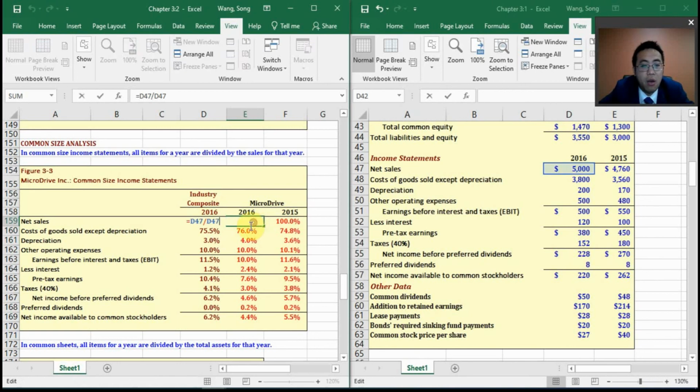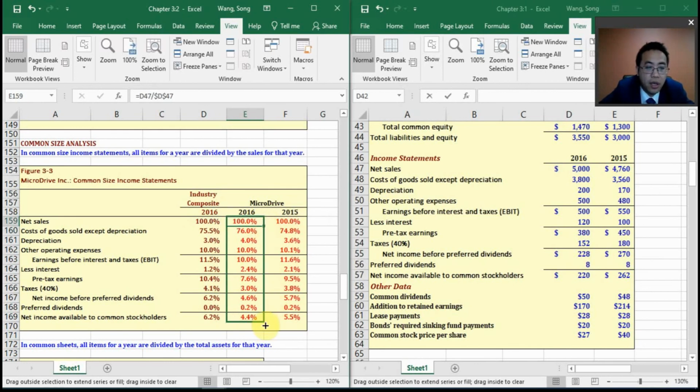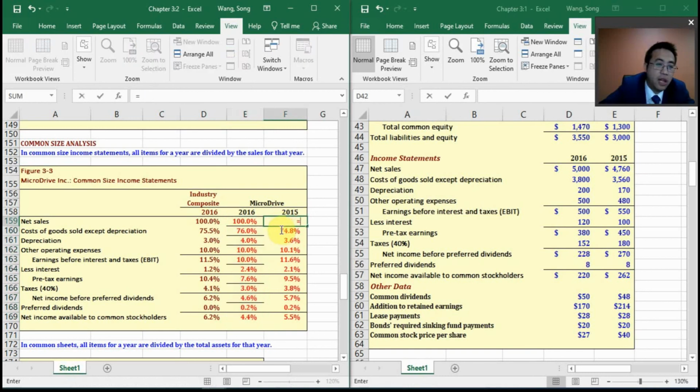Before I drag it down, I want to lock this denominator of net sales. So how do I lock it? You can press the hotkey F4 on your keyboard, or you can manually input the $ sign before the column letter and the row number. All right, and then you can just drag it down, and you can see all the percentages are calculated.